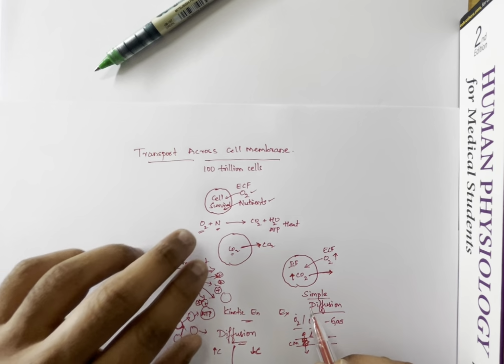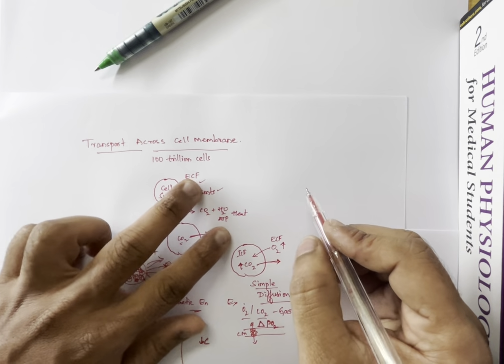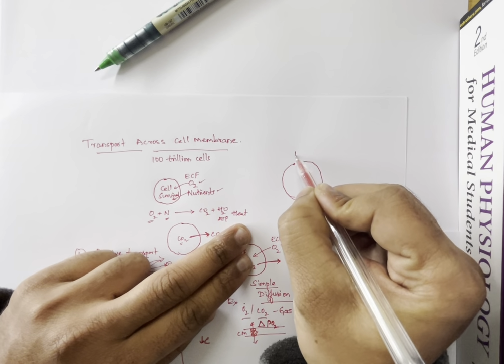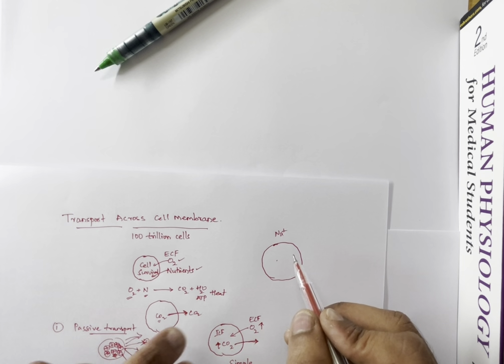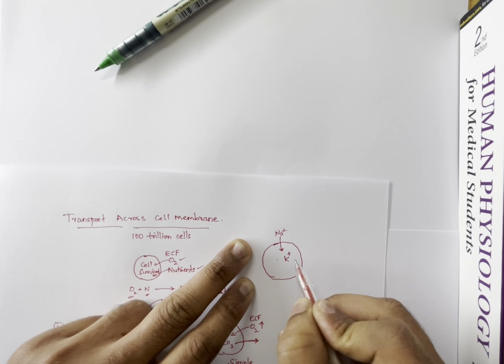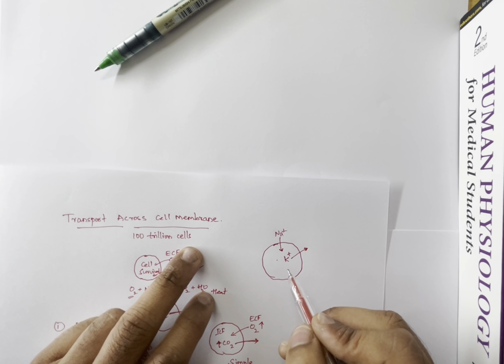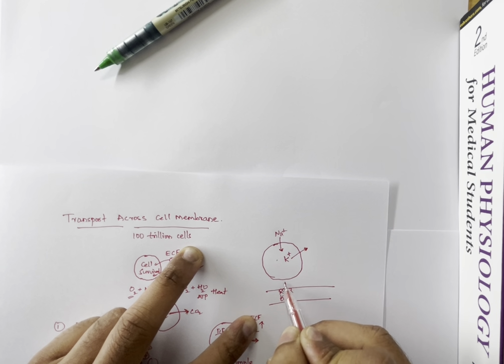The other examples of simple diffusion are diffusion of ions across the cell membrane. So consider this is the cell. The sodium concentration is more outside the cell when compared to inside. So how will this sodium enter the cell, or, potassium concentration is more inside the cell, how will potassium move out of the cell? These are water soluble substances. This cell membrane is a lipid bilayer. Because they are water soluble substances, they cannot cross through the lipid bilayer.